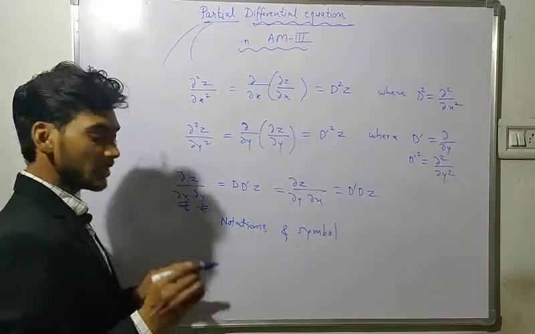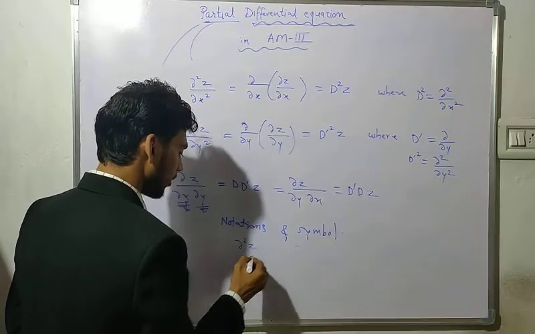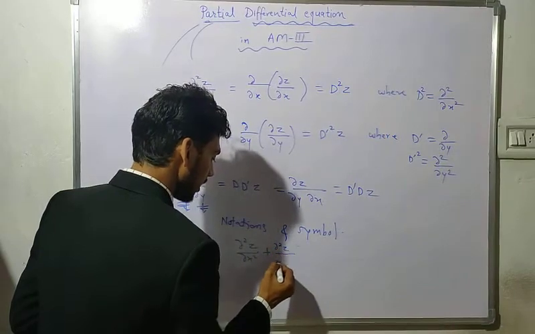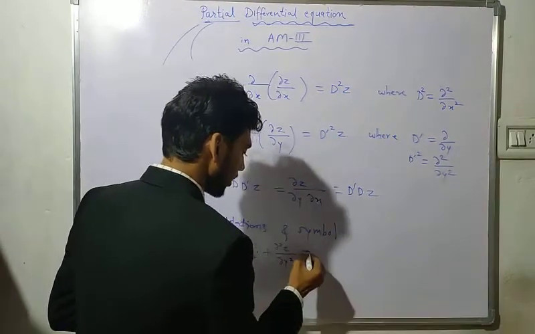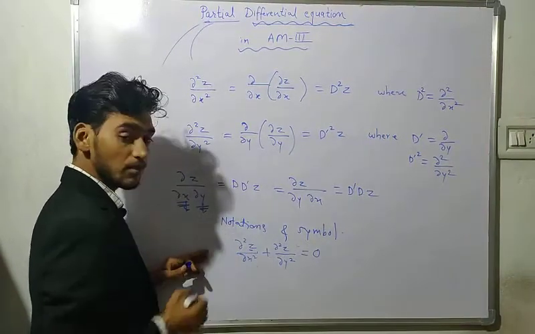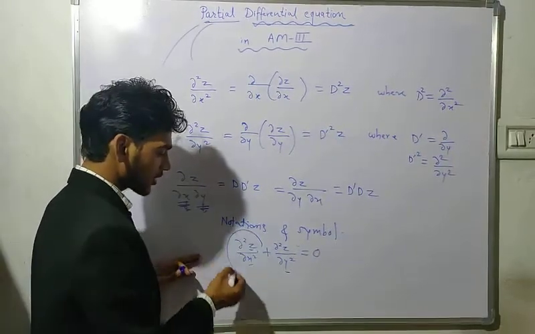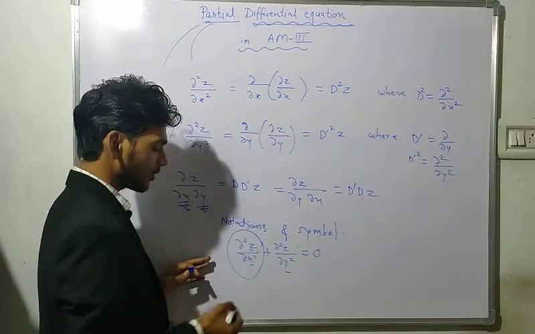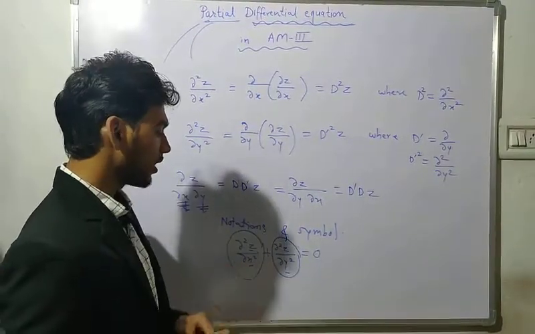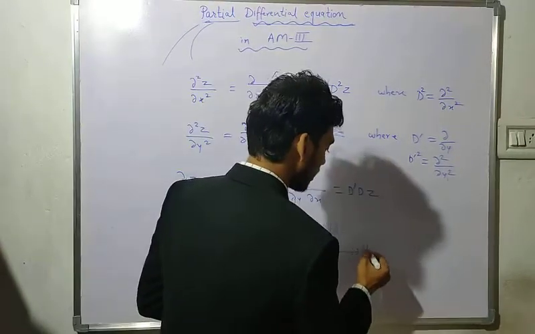Now we can easily make a simple partial differential equation, del 2 z by del x square plus del 2 z by del y square equal to 0. Here z is the dependent variable, x and y are independent variables, and there are partial derivatives of z with respect to x and with respect to y. So this is a complete partial differential equation.